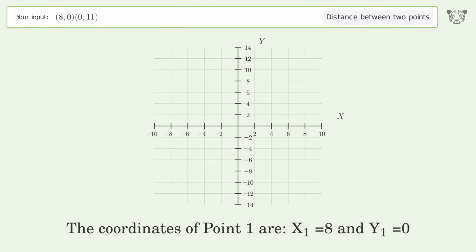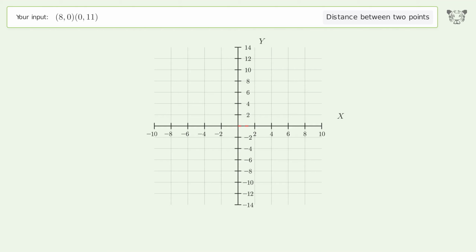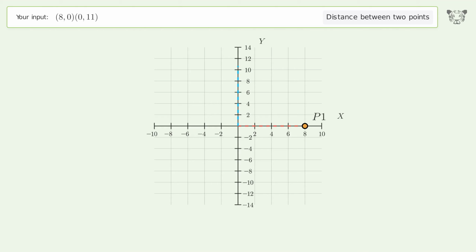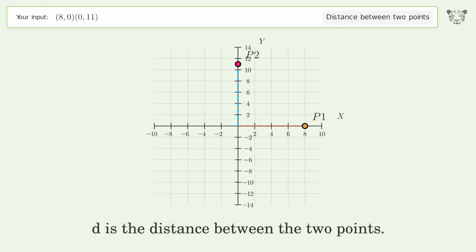The coordinates of point 1 are x1 equals 8 and y1 equals 0. The coordinates of point 2 are x2 equals 0 and y2 equals 11. D is the distance between the 2 points.